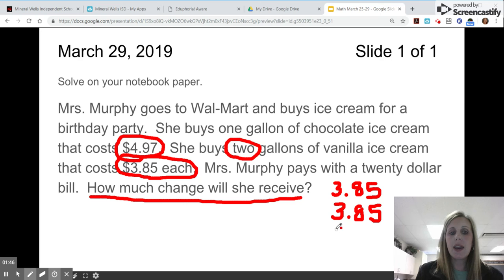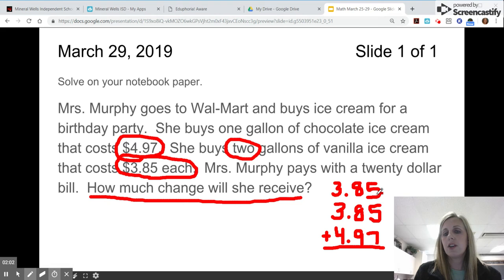I'm going to go ahead and add my $4.97. You could add your two 3.85s together and then your $4.97. When it's 3 numbers, I'm going to go ahead and do it together. So I have 5 and 5 gives me 10, and 10 and 7 give me 17. I'm going to regroup my 1.